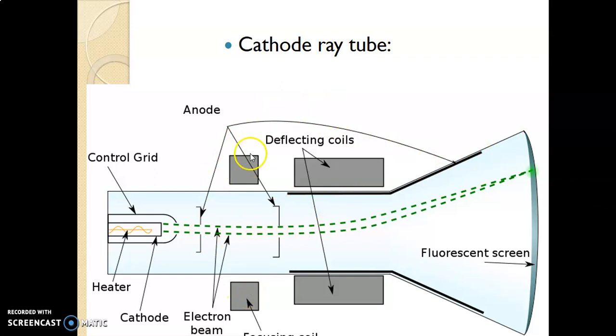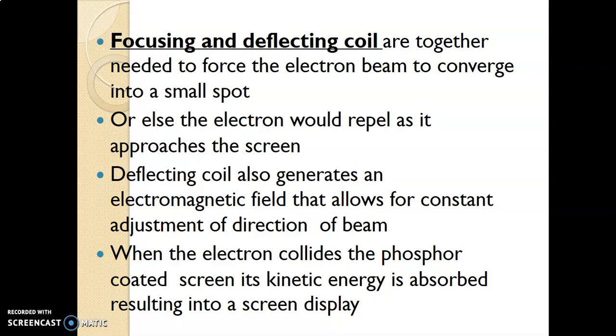There are the focusing coils and the deflecting coils. These are used to maintain the position of the electron beam. The focusing coils force the electron beam to converge into a small spot on the phosphor coated screen. Otherwise, the electrons would repel each other as they approach the screen.